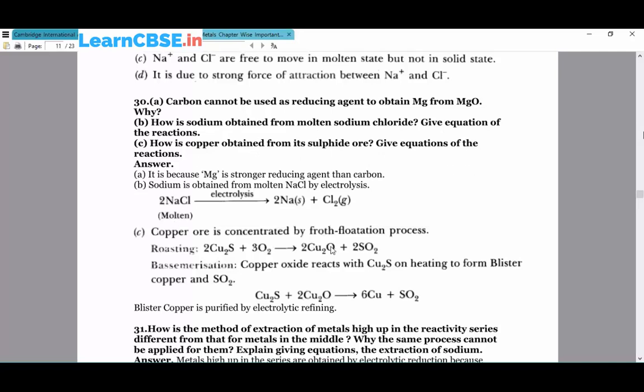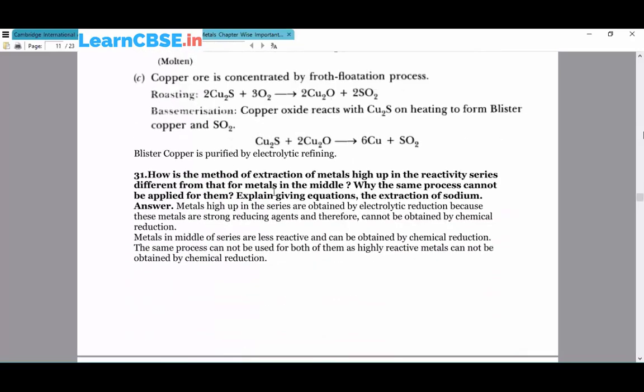The copper ore is concentrated by the flotation process. Then roasting: 2Cu2S plus 3O2 gives 2Cu2O plus 2SO2. Bessemerization: copper oxide reacts with copper sulfide on heating to form blister copper and SO2. Cu2S plus 2Cu2O gives 6Cu plus SO2. The blister copper is purified by electrolytic refining.